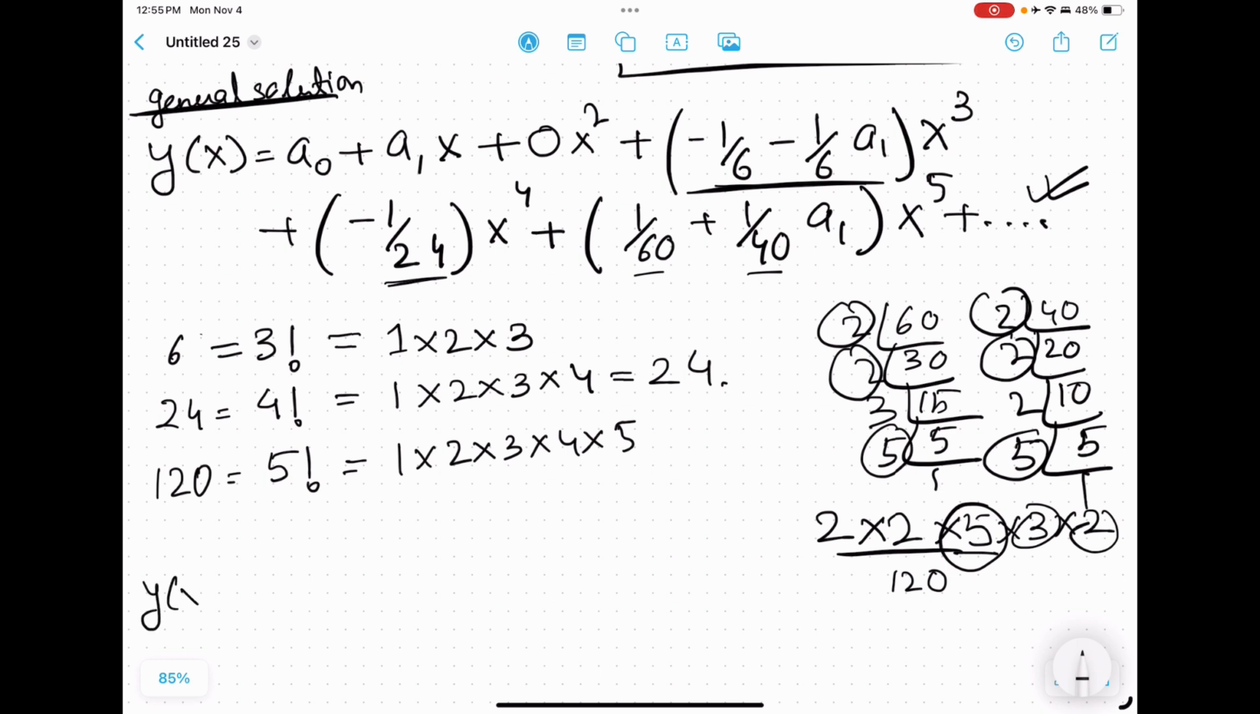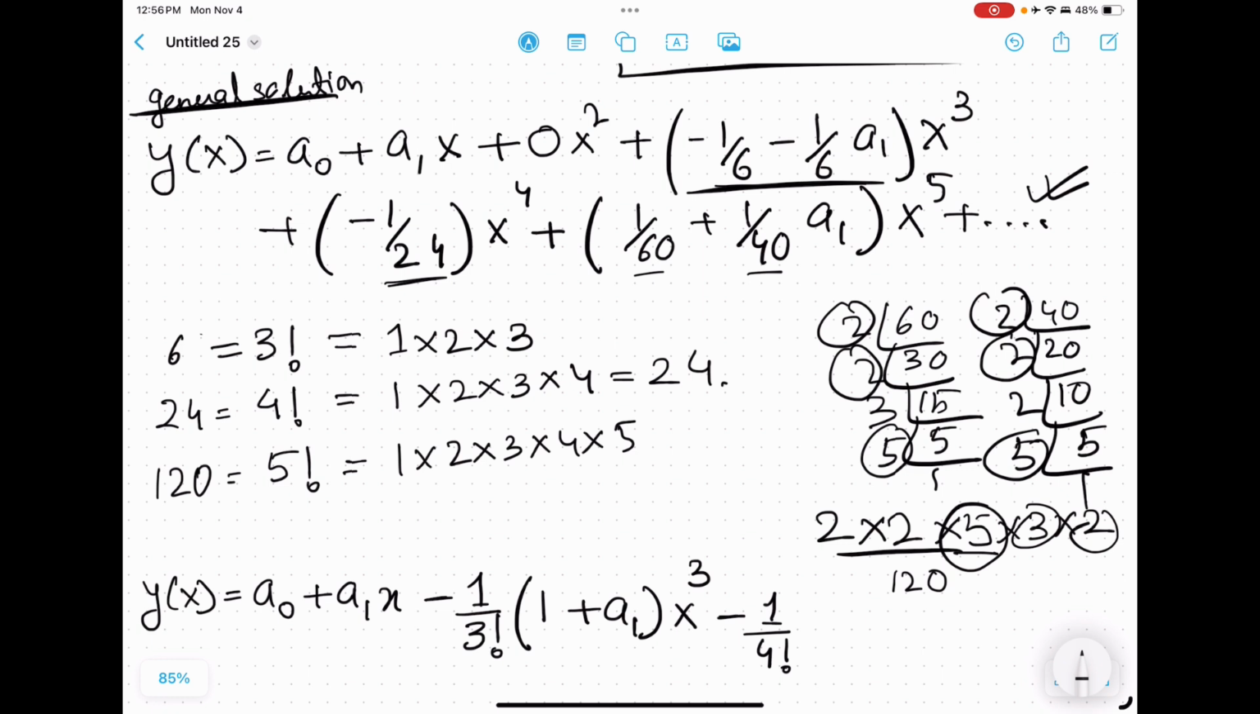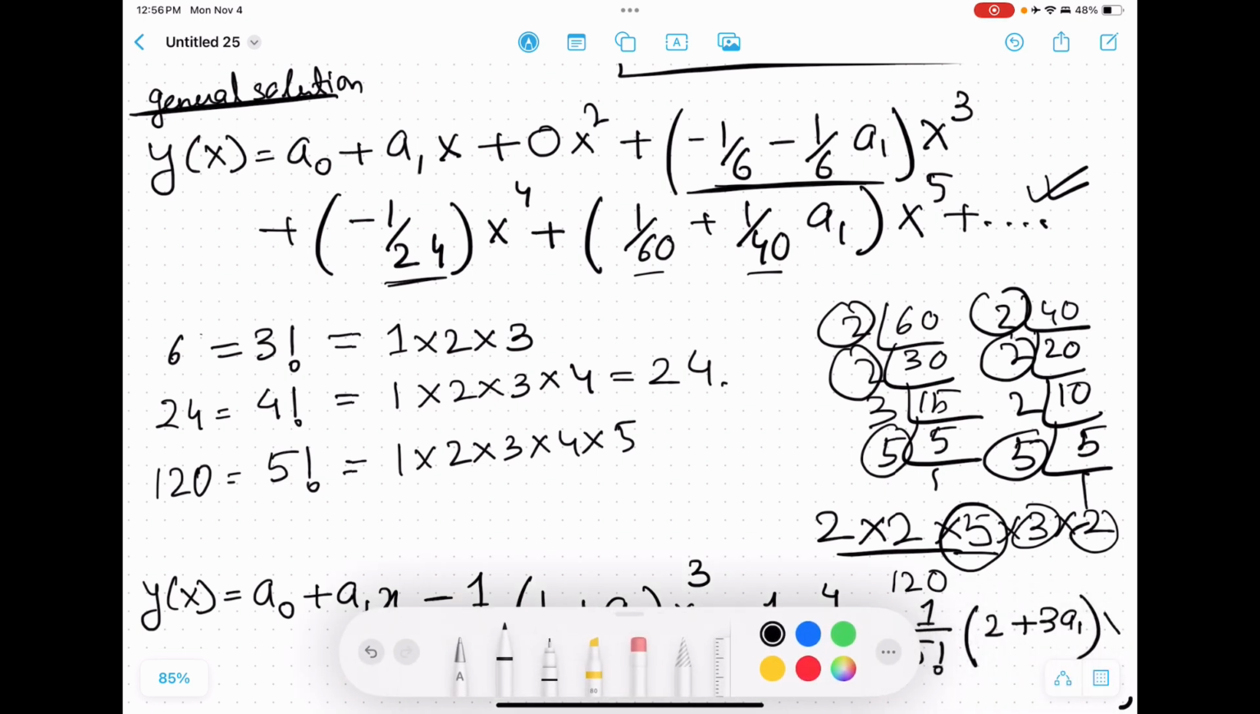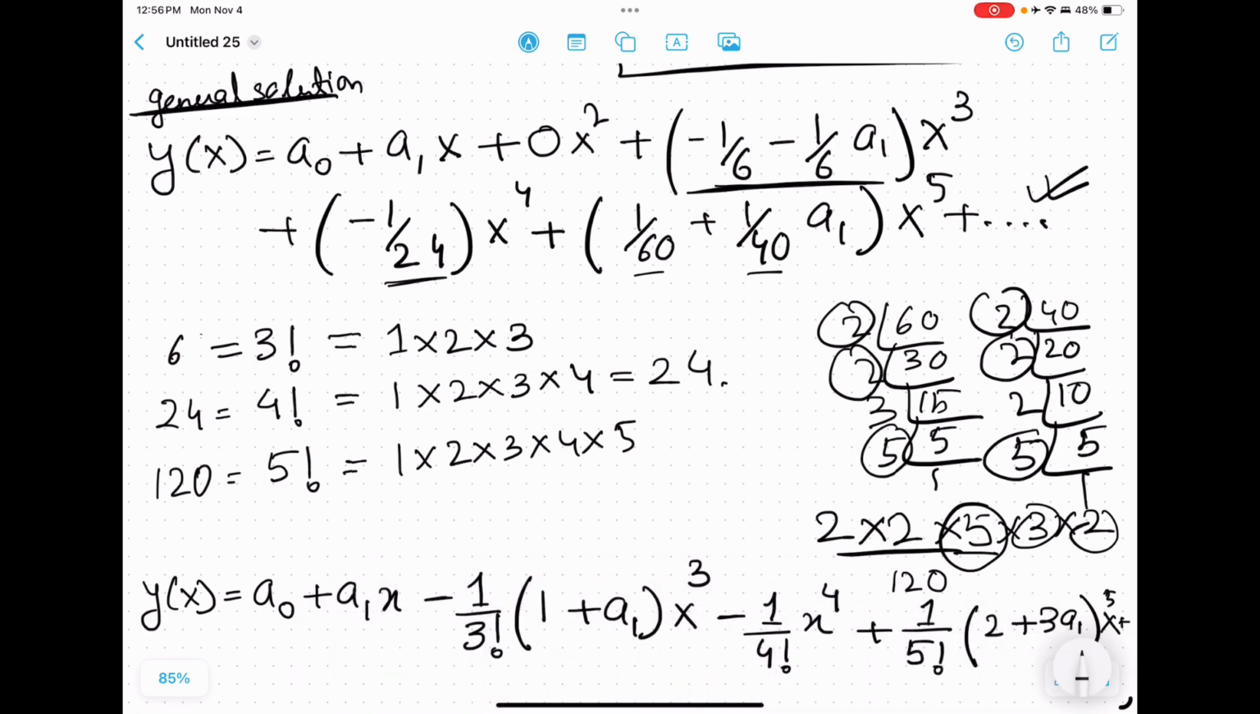So just simplifying them further, I have a sub 0 plus a sub 1 x, and then I can write minus 1 by 3 factorial, then 1 plus a sub 1, x cubed. And then I have minus 1 by 4 factorial, x to the power 4. And then I have plus 1 by 5 factorial, which is 120, and then 2 plus 3 a sub 1, x to the power 5, and then so on.